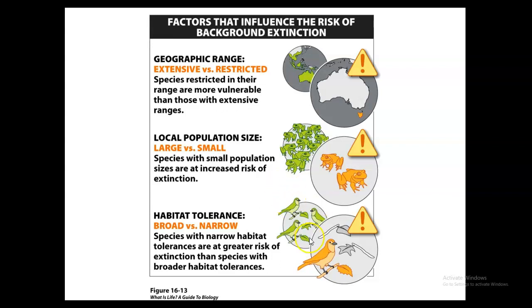And then habitat tolerance, broad versus narrow. Species with narrow habitat tolerance are going to be at a greater risk of extinction than species with a broad habitat tolerance, due to habitat degradation and loss. If they're able to resist those changes, then they're more likely going to be able to survive in that area after it's changed.